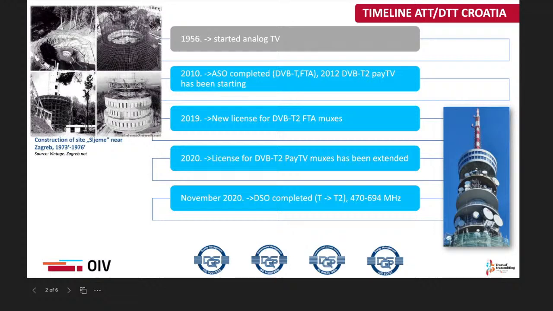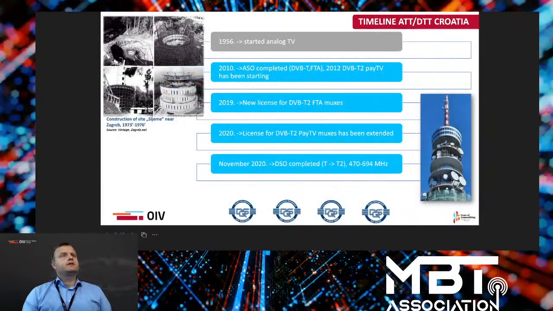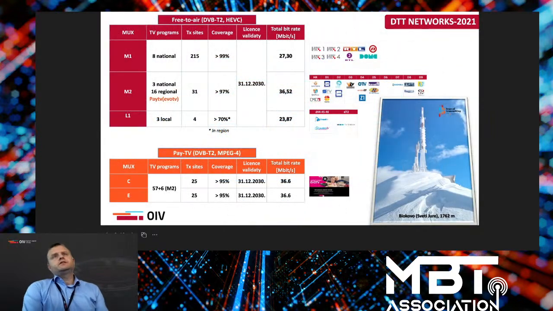In 2019, we got a new license for free-to-air DVB-T2 MUXes, and in 2020, the license for DVB-T2 pay TV MUXes was extended. And last year in November, digital switchover from T to T2 was finished, and we cleaned up the 700 megahertz frequency band. So since November 2020, OIV has been operating 3 free-to-air DVB-T2 MUXes.